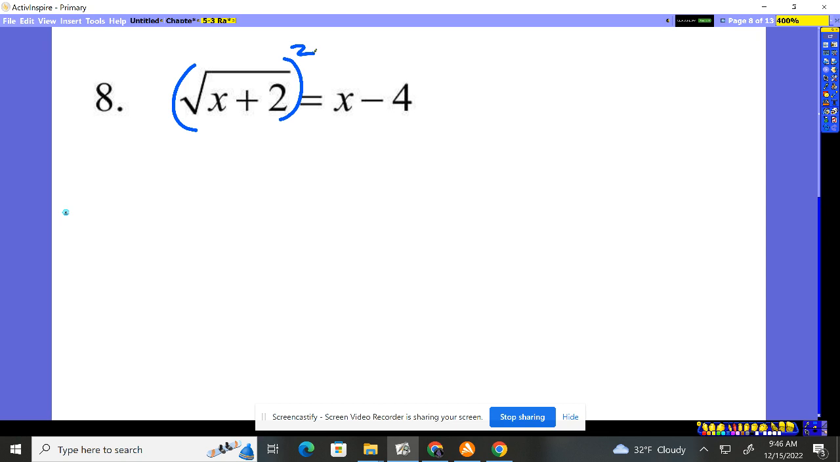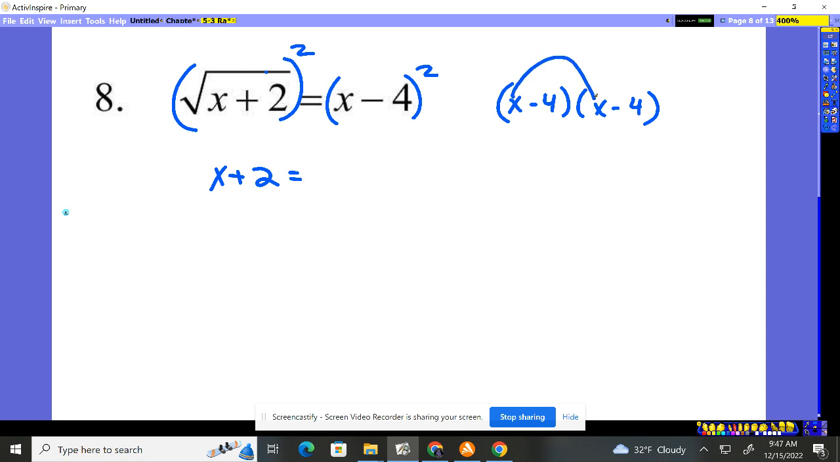But if you square the left side, what do you have to do to the right? You've got to square it. You're not going to square each piece. It's this whole thing multiplied by itself. So we're going to have to do an x minus 4 times another x minus 4 in a minute. So let's do this. When I square a square root, it goes away. Equals, I now need to do the x minus 4 times x minus 4.